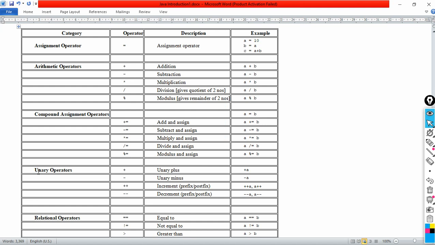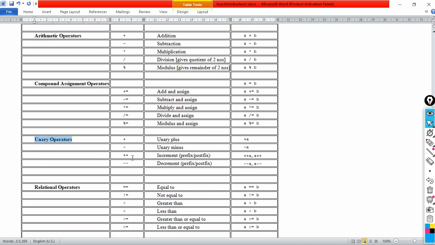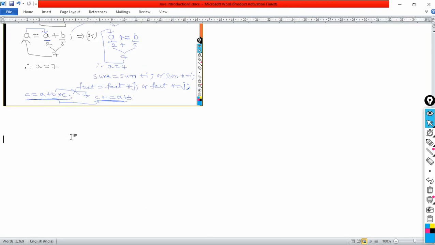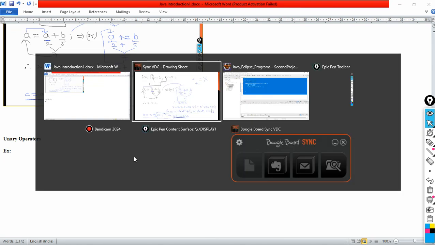Next type of operators that we are going to understand is the unary operators: plus and minus. Unary plus and unary minus, these operators are generally used on single variables. Let me give a very simple example so we can understand here. Okay, so let us understand the example.